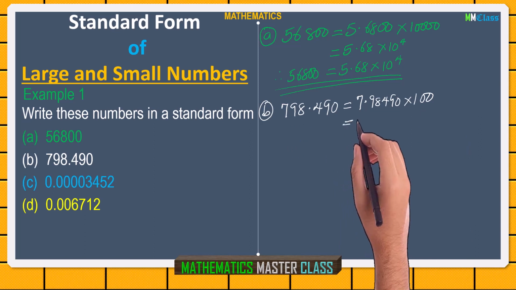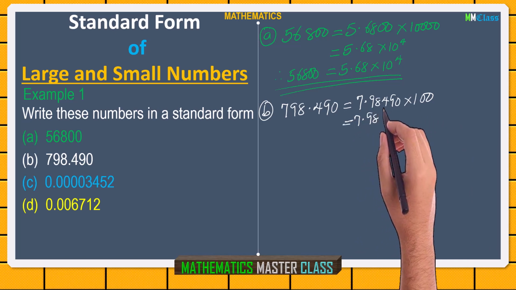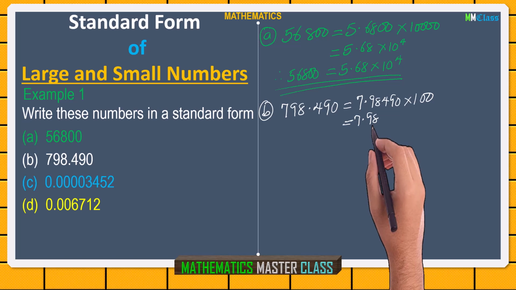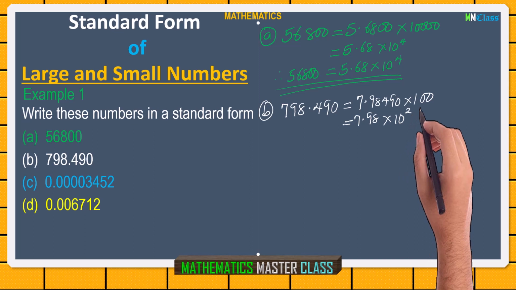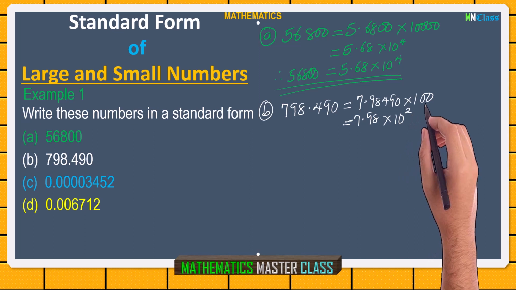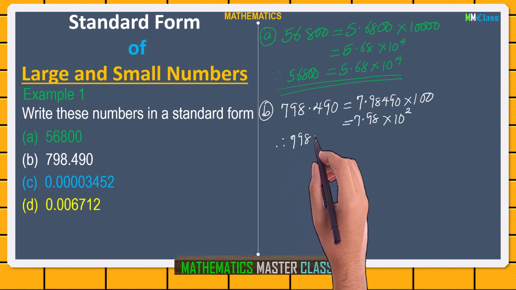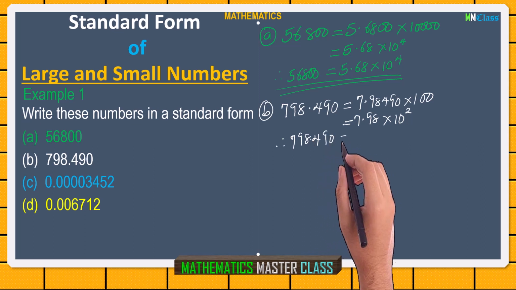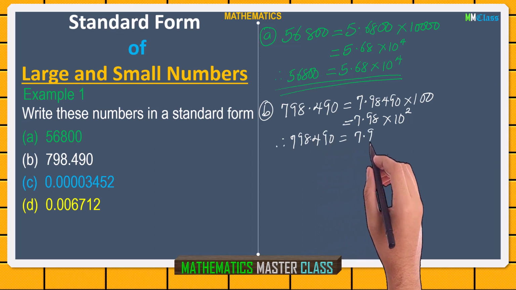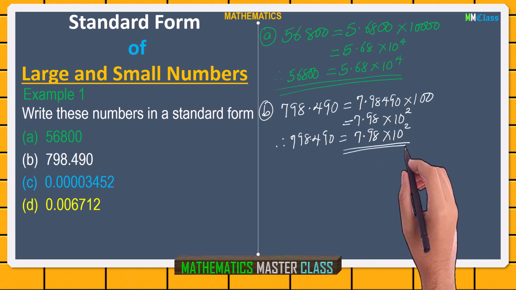So if we continue, we are going to have 7.98. So this part of the number will be approximated to 2 decimal places. So times 10 raised to the power of 2 this time because we have 2 zeros. Therefore, 798.490 will be equal to 7.98 times 10 raised to the power of 2. So this is the final answer to this one.